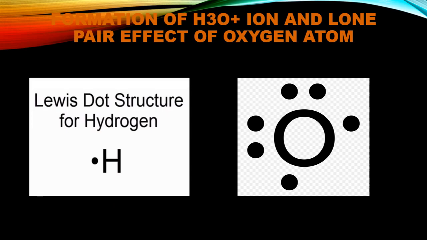Formation of H3O plus ion and lone pair effect of oxygen atom. Here the Lewis dot structure is given for hydrogen as well as oxygen atom. It is nothing but a way to represent valency electrons. Hydrogen has 1 valency and oxygen has 6 valency. This is how we need to represent a Lewis dot structure.